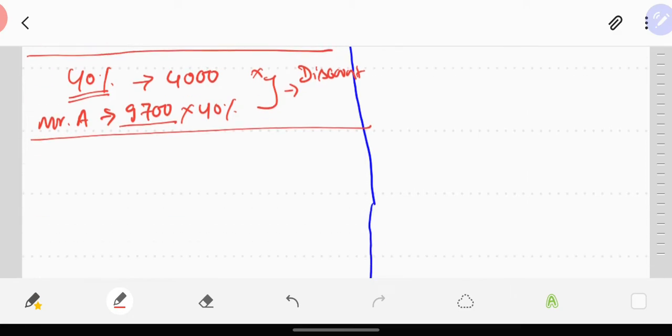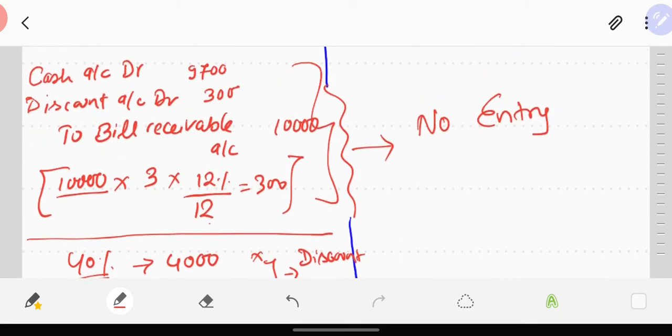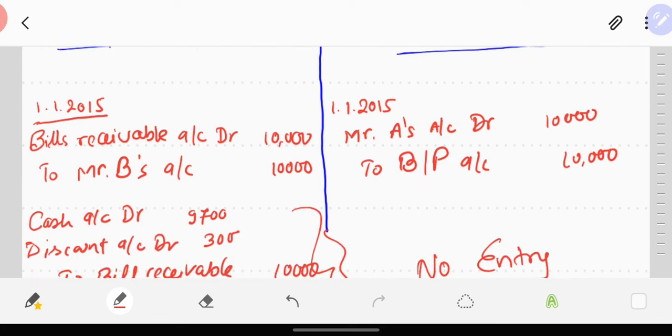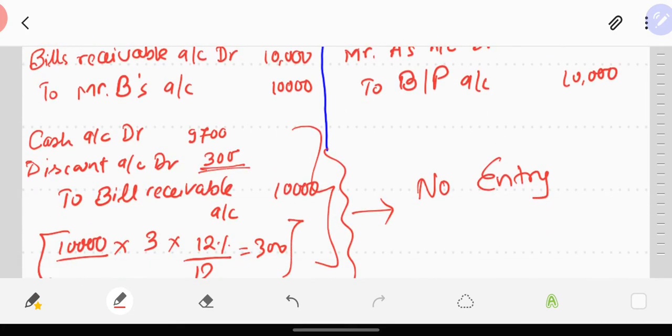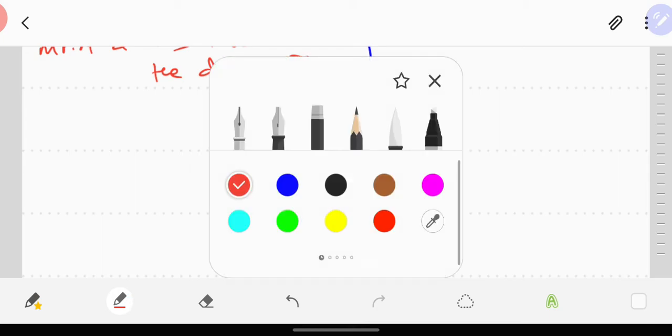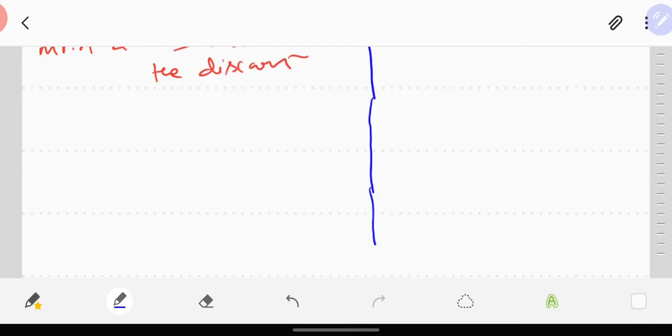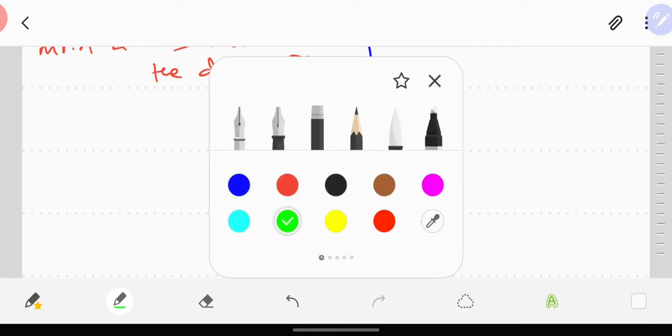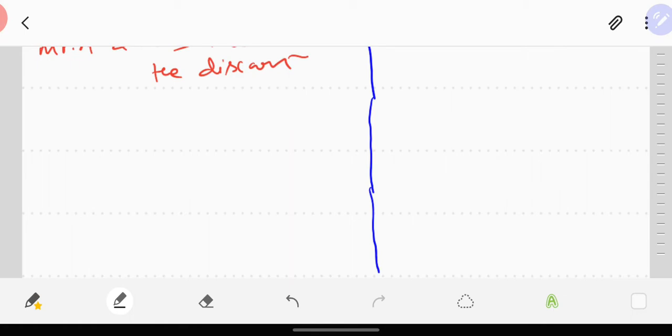Here, what we need to understand is both Mr. A and Mr. B will share the discount. In the books of Mr. A, we have already recorded this 300 rupees. Now Mr. A will transfer the discount to Mr. B. So let's record this transfer of the money.